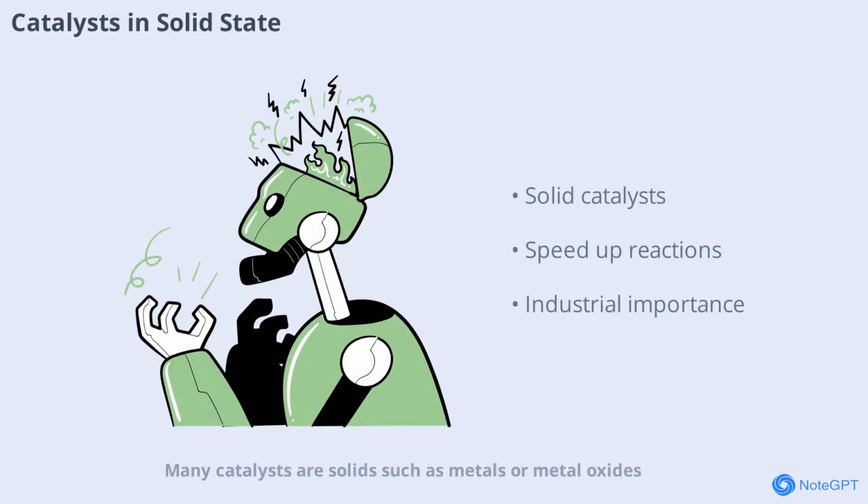Many catalysts are solids such as metals or metal oxides. These materials speed up chemical reactions without being consumed. Solid catalysts are used in everything from refining petroleum to making fertilizers. Their effectiveness depends on their surface structure and the presence of defects, making solid-state chemistry vital to industrial processes.